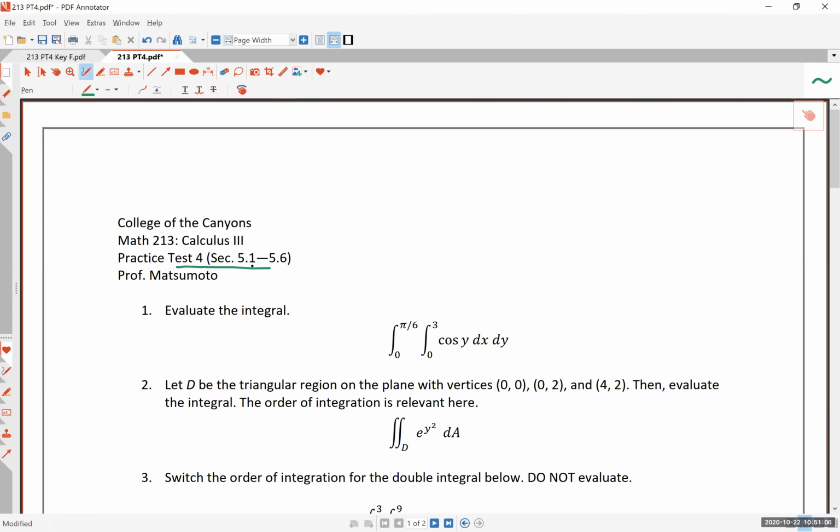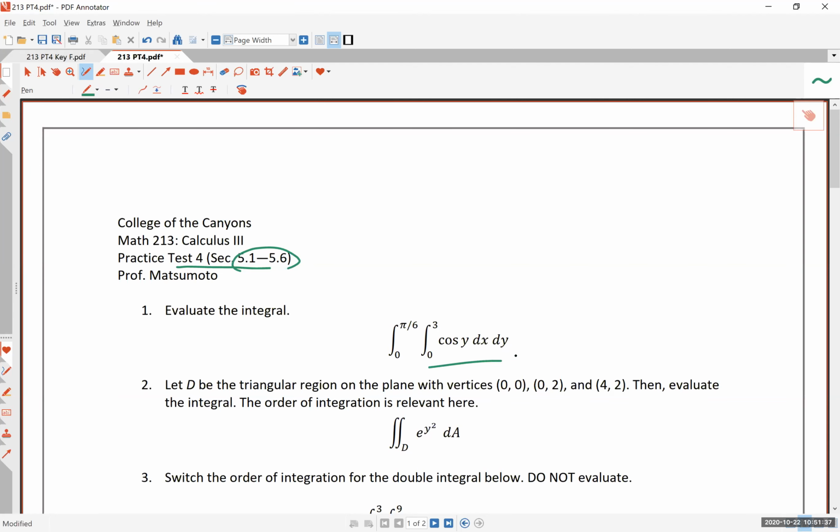practice test 4 covers the first 6 sections only, but that's a lot of work. So try to review your double and triple integrals, not just the integration itself, but how you visualize, how you sketch, how you interpret these integrals, and not in rectangular coordinates only, but also in polar, cylindrical, and spherical coordinates.